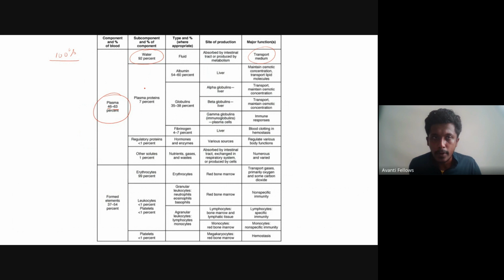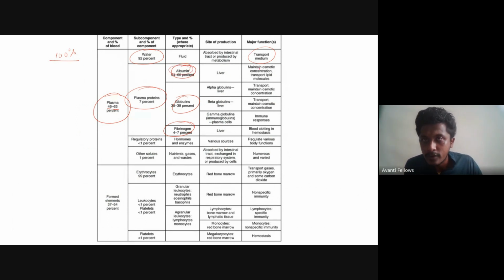Now, the next component is the plasma protein. The next major component in the plasma is the plasma proteins, which make up 7% of the plasma, right? So what are plasma proteins? Plasma proteins can be found as albumins, globulins, and fibrinogen. If anybody asks what are albumins, globulins, and fibrinogen, you should tell them that they are a part of plasma proteins, okay? And they have a specific role to play. For example, if I talk about a plasma protein called albumin, what does albumin do?